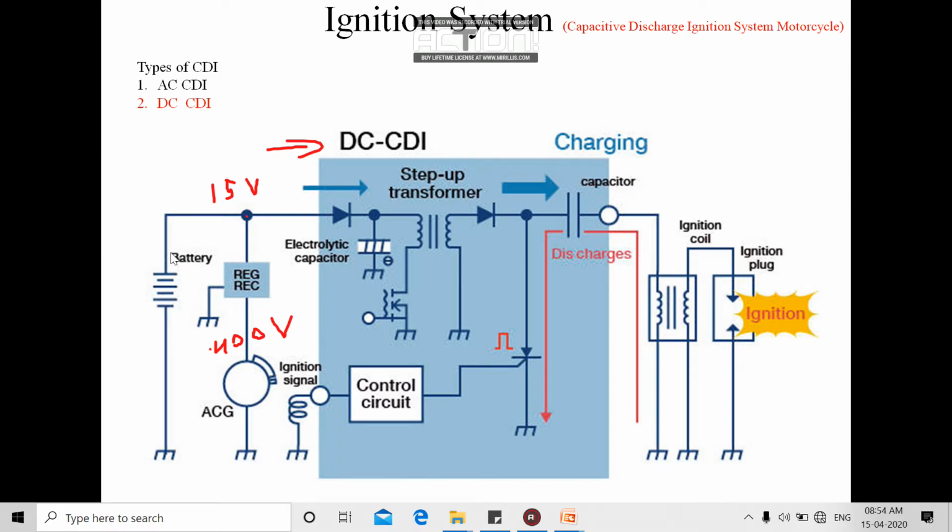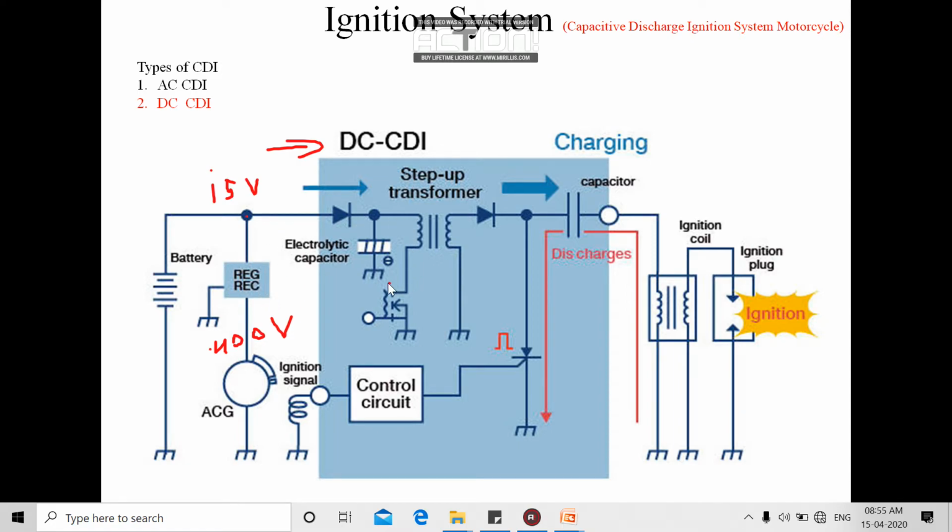Battery is our 12 volt, so the battery is continuously supplying our 12 volt supply. But in case of the AC, it is not like it only gives you the 400 volt. Sometimes it may generate 500 volt also, depending on the RPM. So on that basis, here we are using a regulator which regulates this AC generator output to 15 volt, and a rectifier converts it into DC. So here we are using the regulator and rectifier.